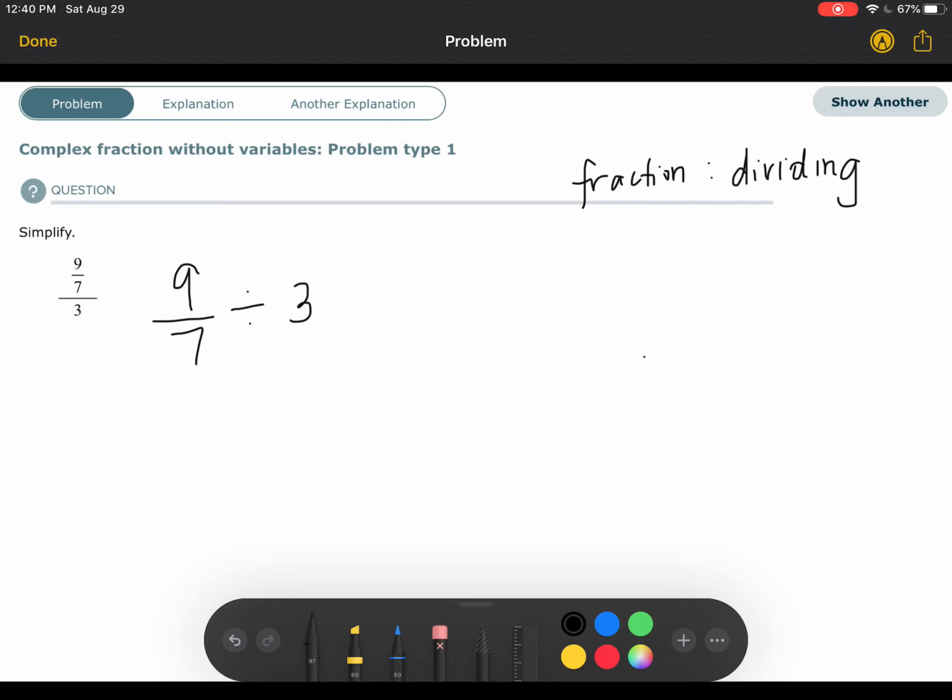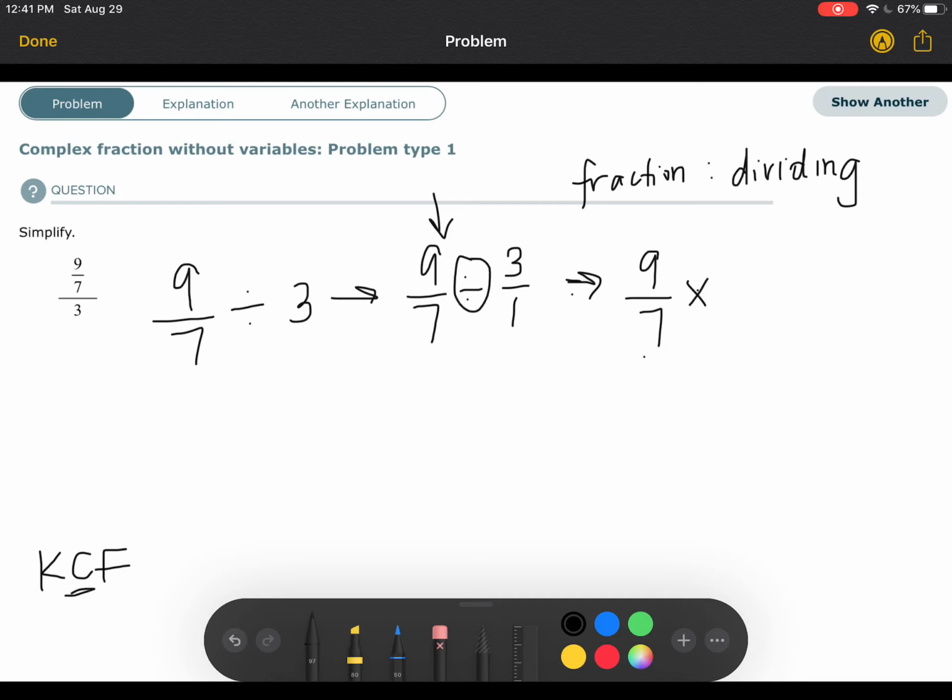Just to go on with the rest of the question, I would say 9/7 divided by 3, but I'm going to change that 3 to a fraction. And just as a quick reminder, when you do fraction division, you do keep, change, flip. I'm going to keep the 9/7, change this to a multiplication, and then flip that fraction. Don't forget to simplify before you multiply. That'll save you a step in the end.